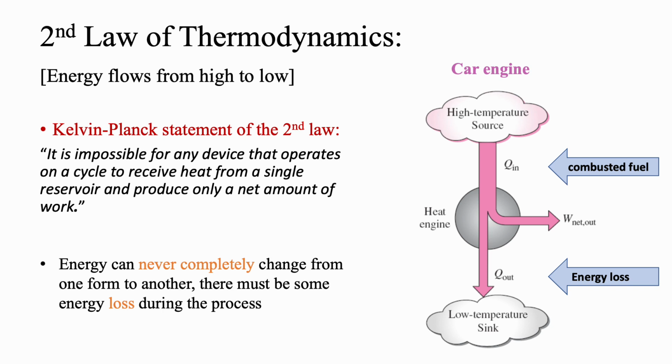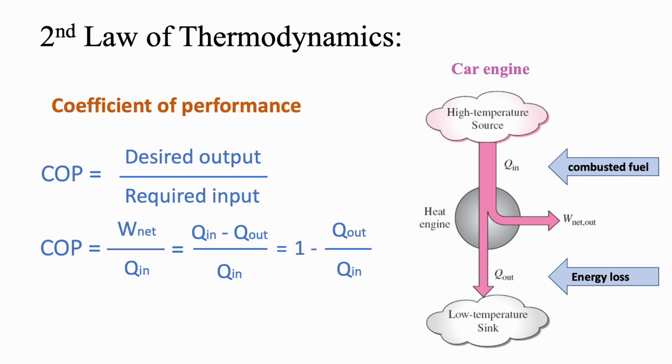Now, since it's impossible in real-life applications to operate a system with 100% efficiency, I can now introduce you to a simple formula to calculate the coefficient of performance. In order to calculate the coefficient of performance, you need to divide the desired output you want to achieve over the required input of energy to the system. In this case, our desired output is the net work coming out of the system, divided by the required energy input, which is the fuel, denoted as Q in.